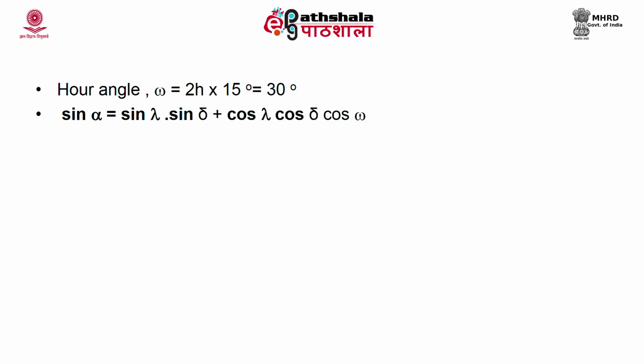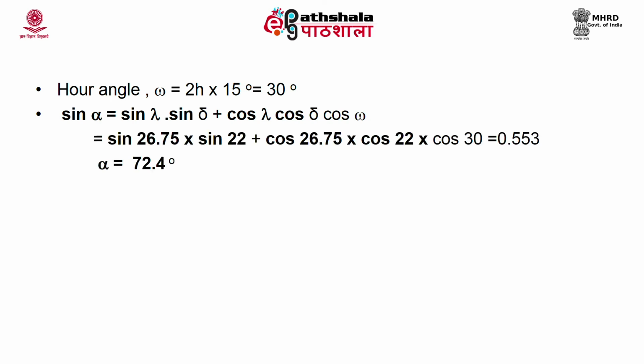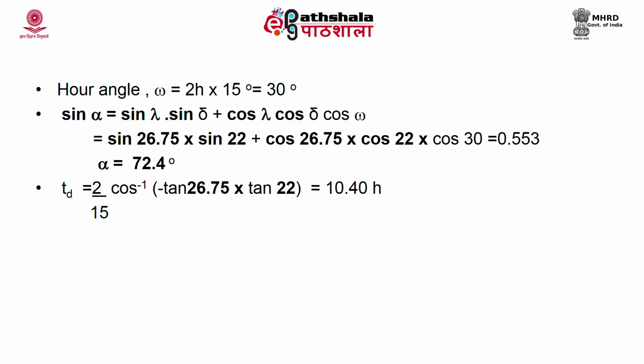So, substituting this value, you will get alpha is equal to 72.4 degree, and for the day length TD you can apply the equation 2 by 15 cos inverse of minus tan lambda multiplied by tan delta. You have all the values substituted: 2 by 15 cos inverse of minus tan 26.75 multiplied by tan 22, you will get 10.4 hours.